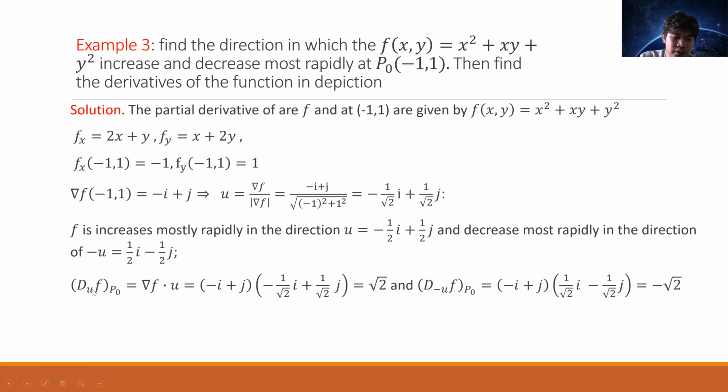So the directional derivative of function f in the direction of u at point p sub 0 is equal to the gradient vector dot the unit vector. We got minus i plus j dot minus 1 over square root of 2 i plus 1 over square root of 2 j, which is equal to square root of 2. And in the decreasing direction, it is equal to minus square root of 2.